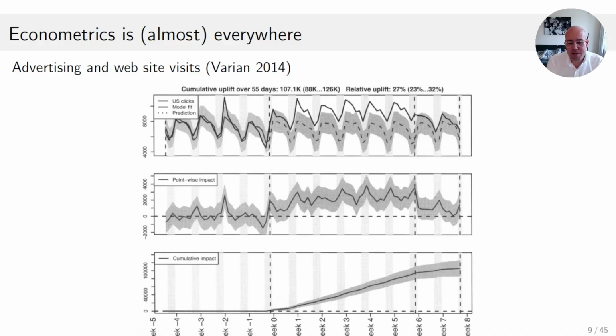Yet another question is, what is the effect of advertising on website visits? What you see here in this plot is taken from a paper by Varian in 2014, and you see basically this curve here, this solid line. The solid line are actual website visits, and the dashed line are predicted website visits for a situation that has actually not happened, namely the situation without advertising. So the difference between those two curves would be the effect of advertising.